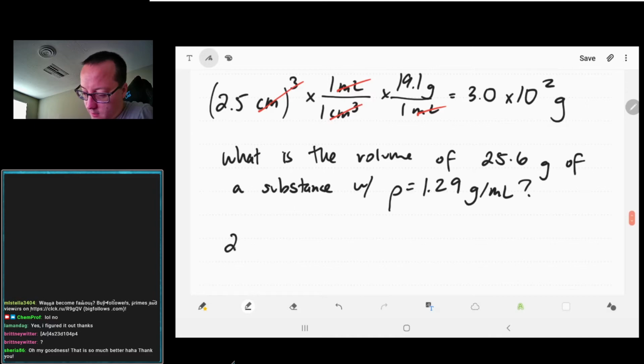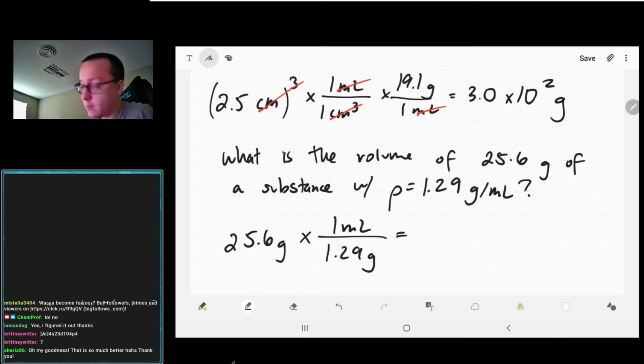So, start always with your measured quantity. We're going to want to put our grams on the bottom, 1 mL on top. 25.6 divided by 1.29, and lo and behold, we get 19.8. Hooray! We did it.